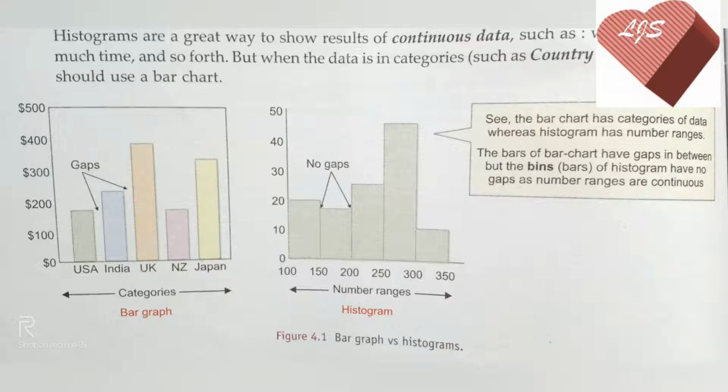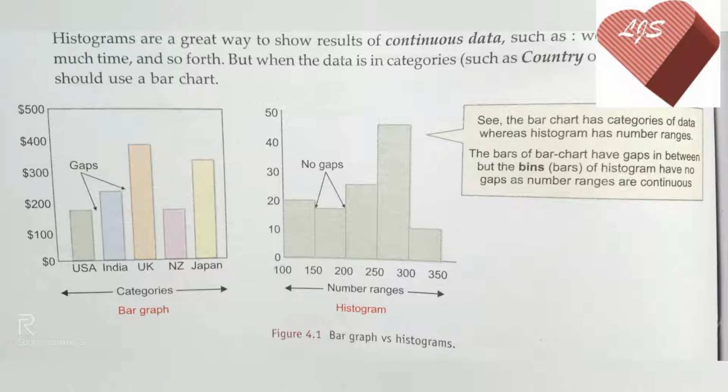Next, let us have a look at histograms. A histogram is a summarization tool for discrete or continuous data. So whenever we want to show results of continuous data, we can use histograms. For example, for plotting weight, height, or time, we can use histograms. But when the data is in categories such as country or subject, then we can use a bar chart.